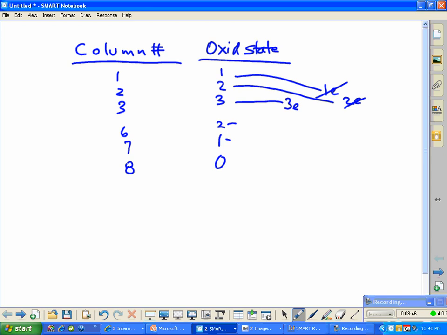And look at the guys in column 17. They're 1 away from noble gas. So we're going to add electrons. We add 1 electron, and we have become negative. It's an inverse type thing. Okay? So above it, you add 2 electrons? Yes, we're going to add 2 electrons, and we're going to go to negative.